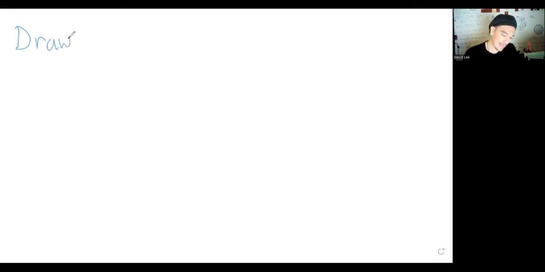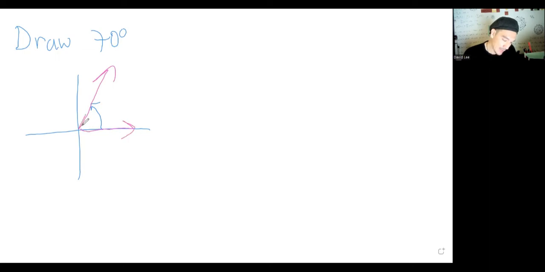Let's say that they ask us to draw a 70-degree angle. To draw an angle that's positive, we start here and open counterclockwise about 70 degrees. Then you draw the original side. This pink angle here represents our 70-degree angle, where this and this have names.